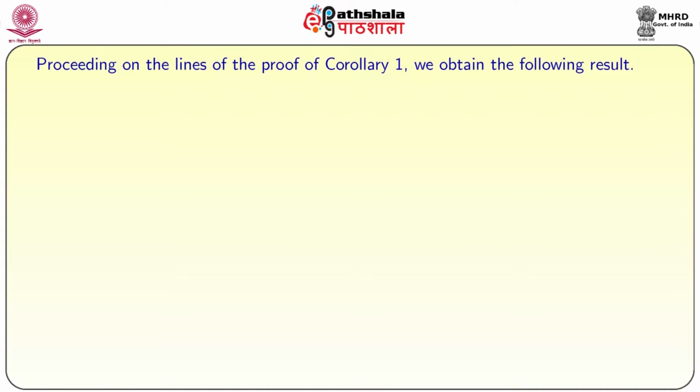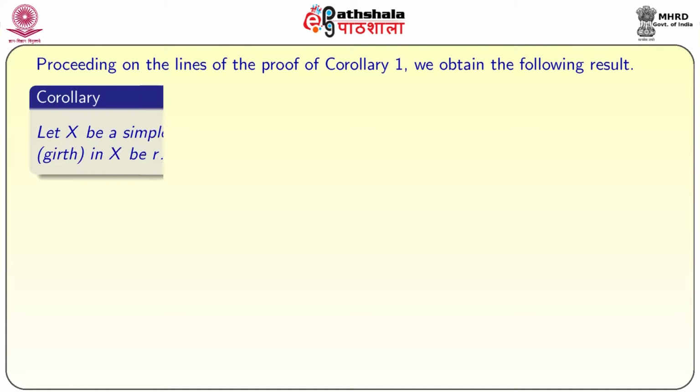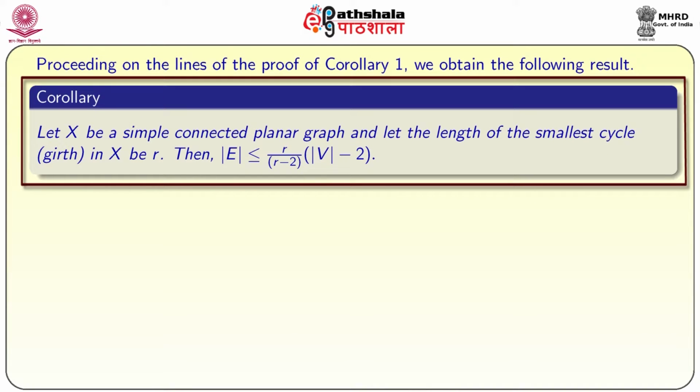Proceeding on the lines of the proof of the previous corollary, we obtain the following result. Let X be a simple connected planar graph and let the length of the smallest cycle, or girth, be R. In the previous case, we assumed that the length of the smallest cycle is 3. So, we can extend that result to any other graph with the smallest cycle length R. In this case, |E| is less than or equal to R by (R minus 2) into (|V| minus 2). It is easy to see that if the R value is 3, then we have the previous result. So, if the girth is R and it is greater than 3, then the number of edges is still less than the earlier corollary.